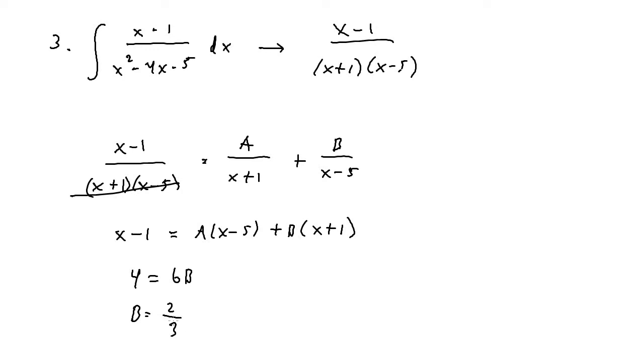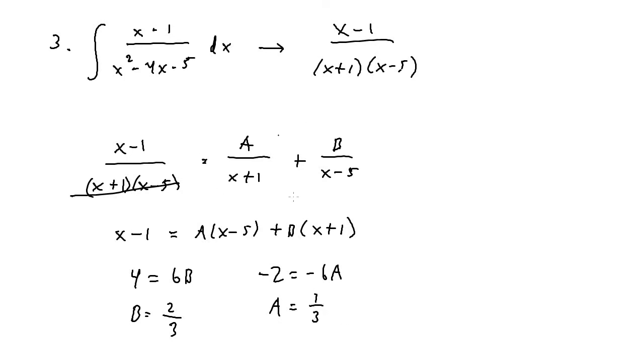Now same thing we're going to do for a here. Let's plug in negative 1 for x, because negative 1 plus 1 is 0, that will cancel out the b term. So we have negative 1 minus 1, that's going to be negative 2, equals negative 1 minus 5 is negative 6, so negative 2 equals negative 6 times a. Then isolating a, we get a equals negative 2 over negative 6. Negatives will cancel and we'll get 1/3.